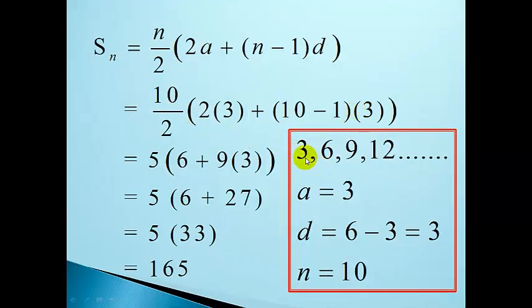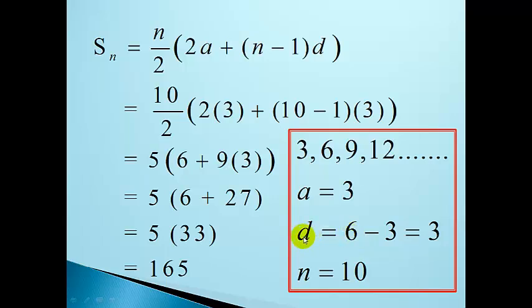From the question, we were given the sequence 3, 6, 9, and 12. We know that the first term is equal to 3, which we can see. The common difference is 6 minus 3, that is the second term minus the first term. It could also be the third term minus the second term, or the fourth term minus the third term. At the end of the day, you get the same answer.